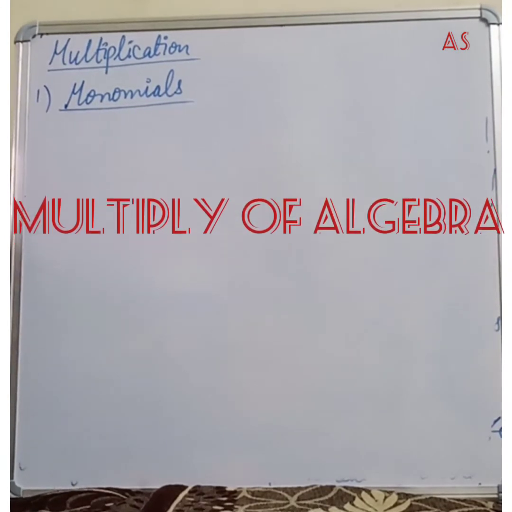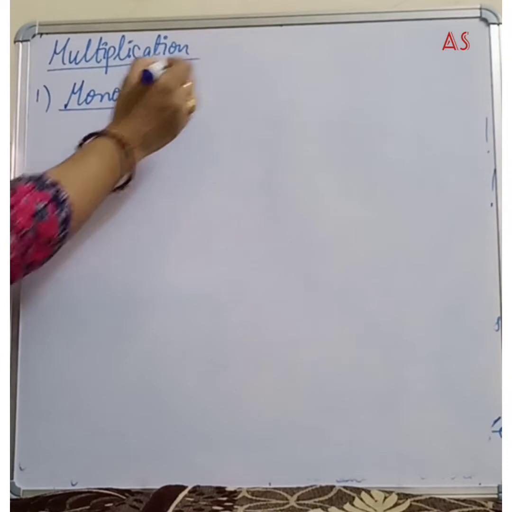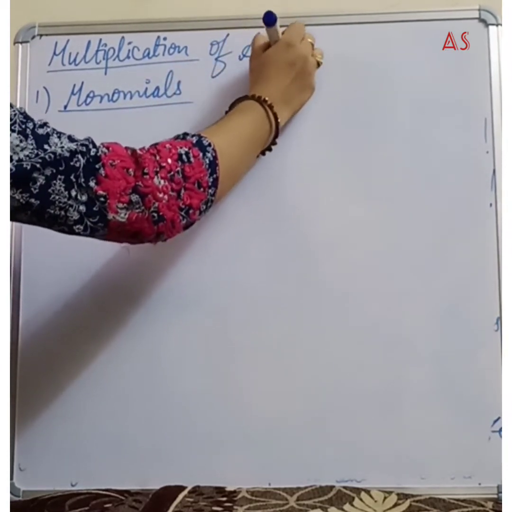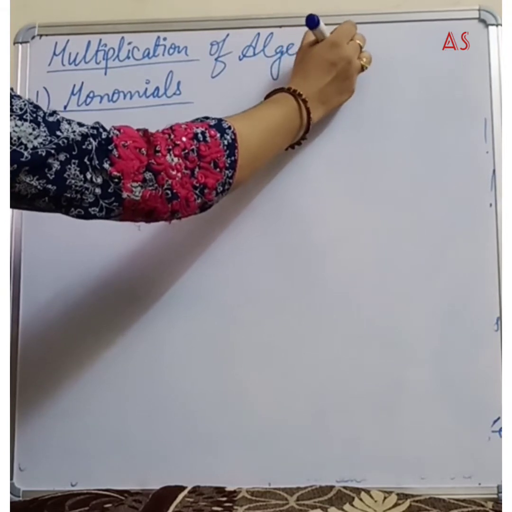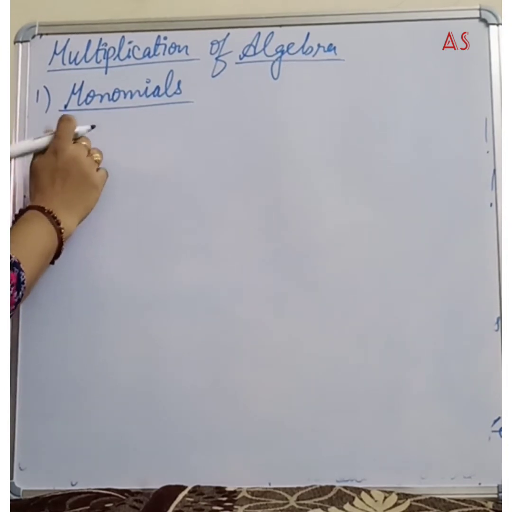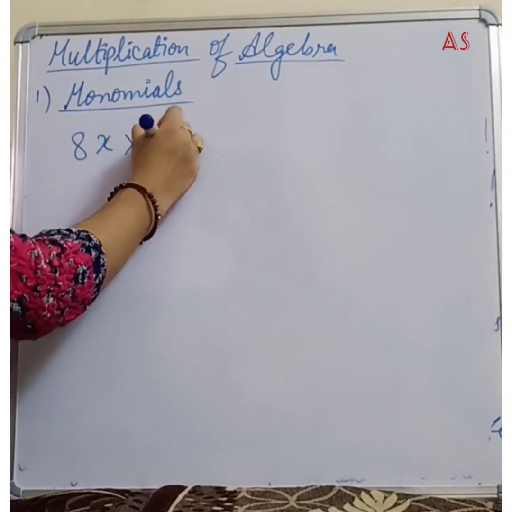Good morning all. Today our topic is multiplication of algebra. How to multiply in algebra? Firstly we will start with monomials. Monomial, how to multiply? Now if we multiply the monomial 8x by 5y.